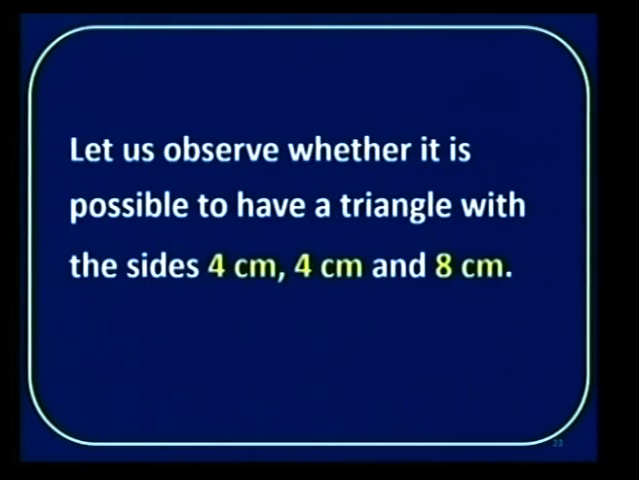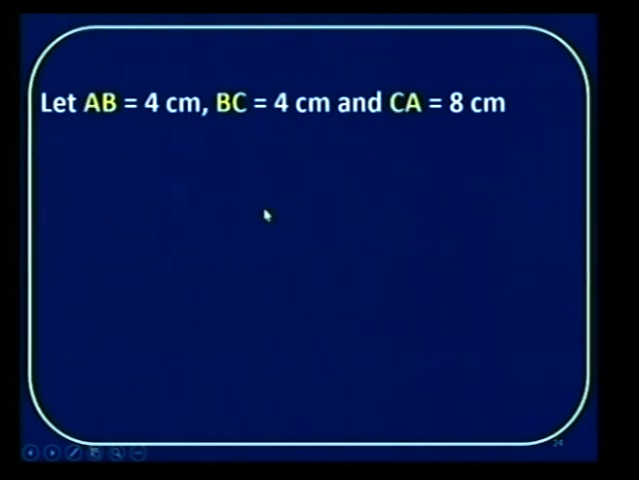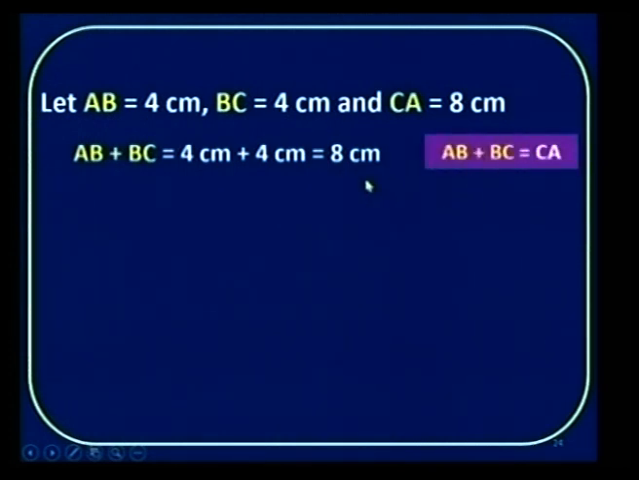Now, let us observe whether it is possible to have a triangle with the sides 4 centimeter, 4 centimeter and 8 centimeter. Now, children, I am taking AB as 4 centimeter, BC as 4 centimeter, CA as 8 centimeter. So, what can you understand here? AB plus BC, first side plus second side, 4 centimeter plus 4 centimeter, which is equal to 8 centimeter. Now, is this greater than 8? Can we say that 8 is greater than 8? No, they are equal. So, from this what can you understand? AB plus BC is equal to CA.